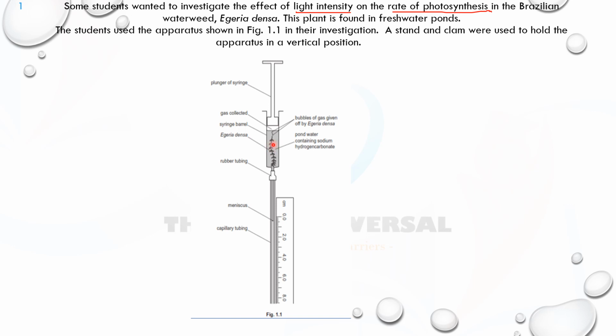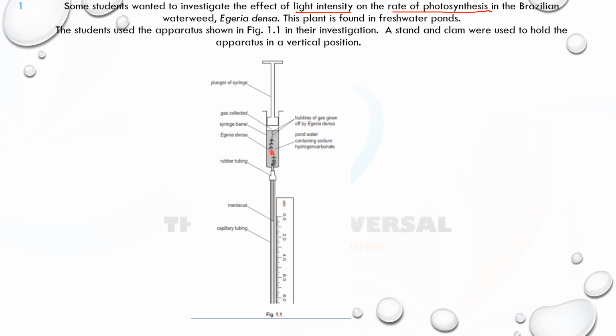So during photosynthesis, it produces air bubbles, which is oxygen. This is likely going to push excess pressure here, which will push the meniscus to move. So most likely, the rate of photosynthesis will be measured by measuring the distance moved by the meniscus along the scale. So you see, you're going to measure distance moved by the meniscus along the scale.